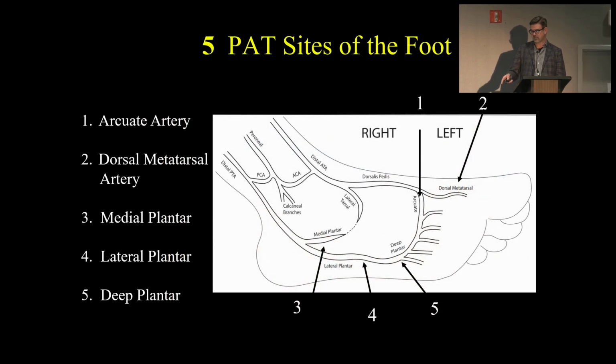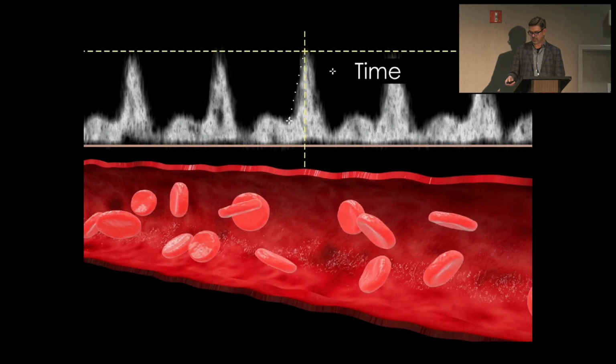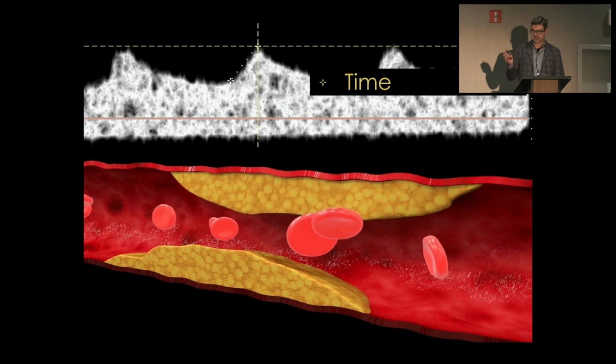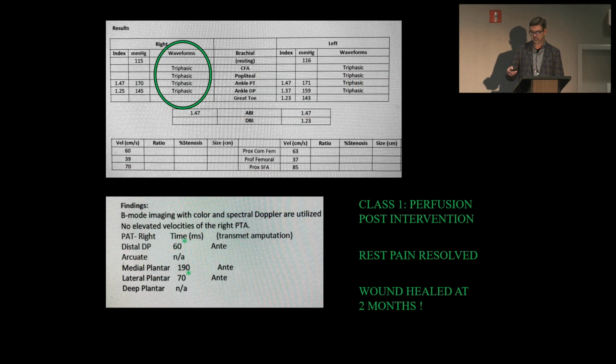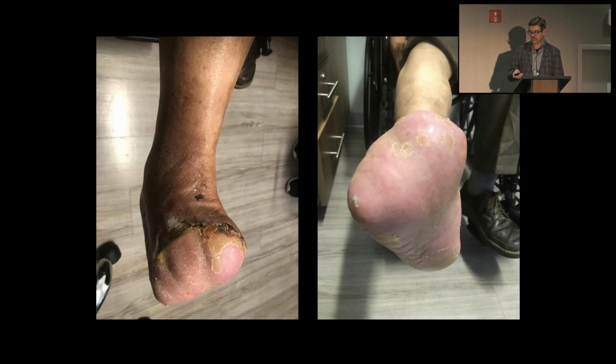But these are the sites that we look for acceleration time. And we're looking at that slope, and there's no blockage here, and you can see that slope is very flattened. The acceleration time is very flattened. There's evidence of obstruction. So post-procedure, triphasic waveforms. He had class 1 perfusion. Post-intervention, his rest pain resolved, and his wound healed at 2 months. And so he came in on a wheelchair, but he is ambulating and pretty much healed from that and avoided that above-knee amputation.